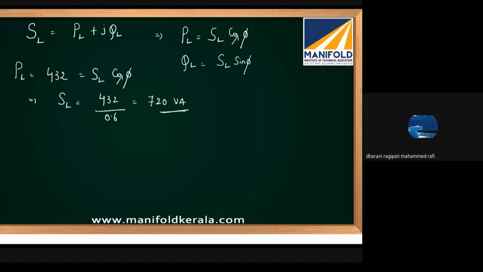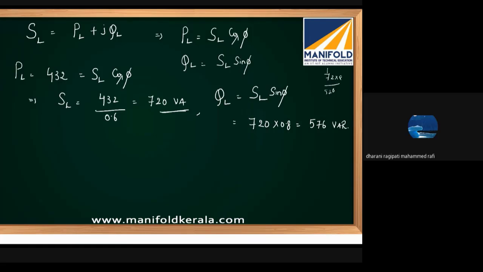I'll explain in a later class what the difference is between complex power and apparent power. Now similarly, if I want QL, which is SL sin phi, what would be this value? 720 is my SL value. When cos phi is 0.6, what is the sin phi value? Don't say 0.4. It is 0.8. So this value would become 72 into 8, 576 VAR.